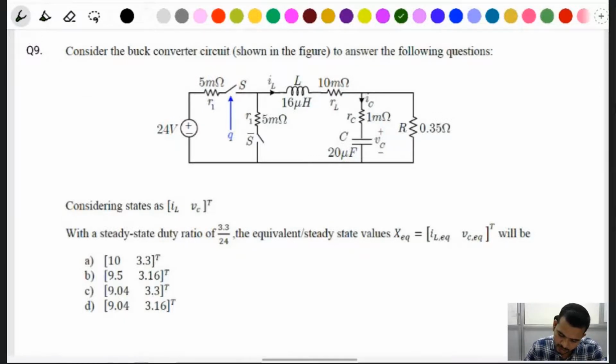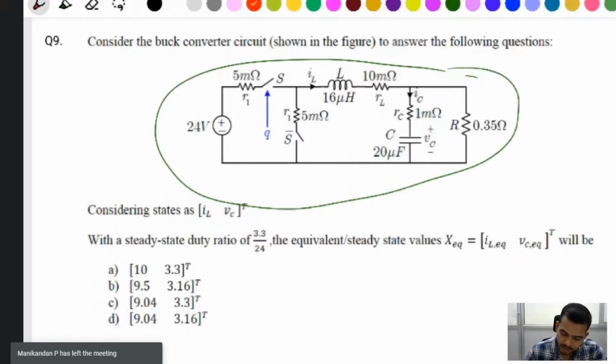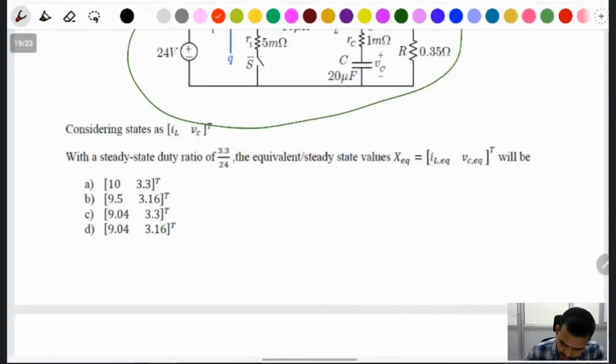Next question is given. Consider the buck converter circuit in the figure to answer the following questions. This one is the practical buck converter. The states IL and VC are given. The duty ratio is also given. Find the equivalent steady state value.